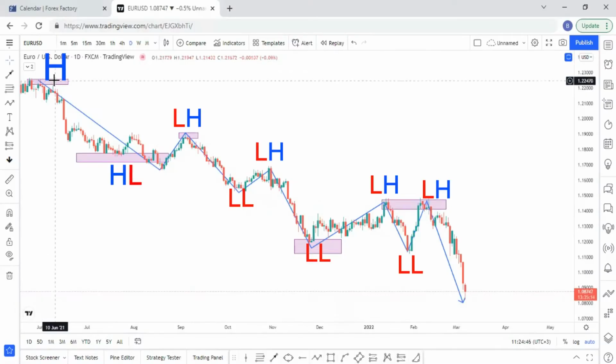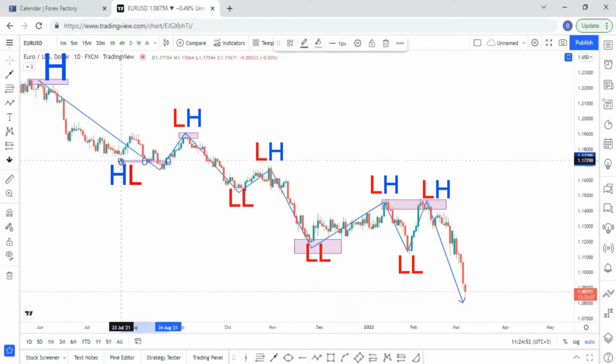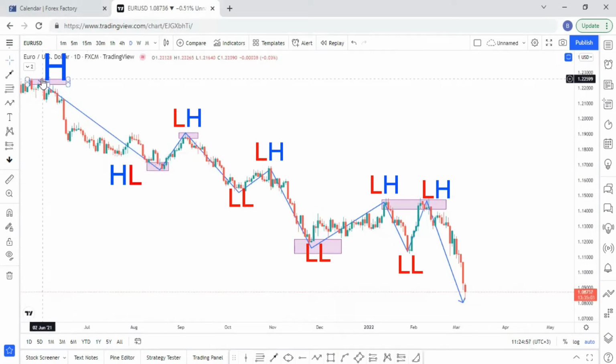Okay, let's go back to the charts. So this is a high. We've made a low. Why is it a low? Because it is lower than where the market is coming from. The market is coming from here, the high, and it has made a low in the market. And then from this low, we now have a lower high. Why? Because it is still low, because it is not higher than the previous point where the market started from.